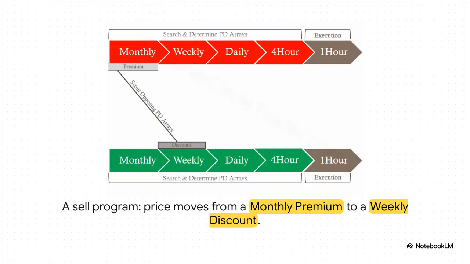Let's walk through an example of a sell program. Here, our analysis starts on the monthly chart. We see the price has hit a premium array, suggesting it's overbought and likely to turn down. So our main objective, our target, is a discount array, way down on the weekly chart. That whole area between the monthly premium and the weekly discount, that's our trading playground for the next few weeks.